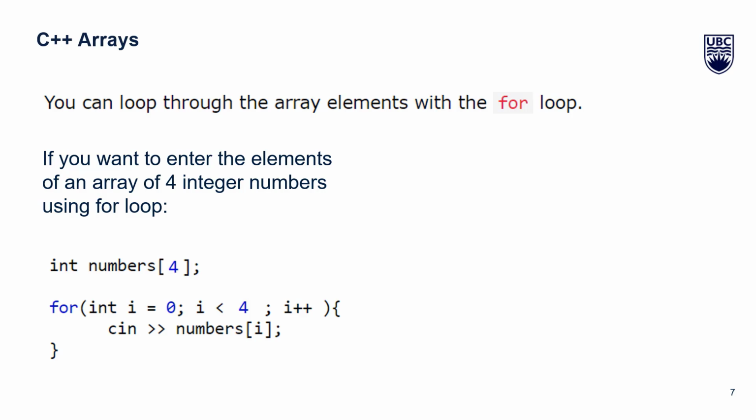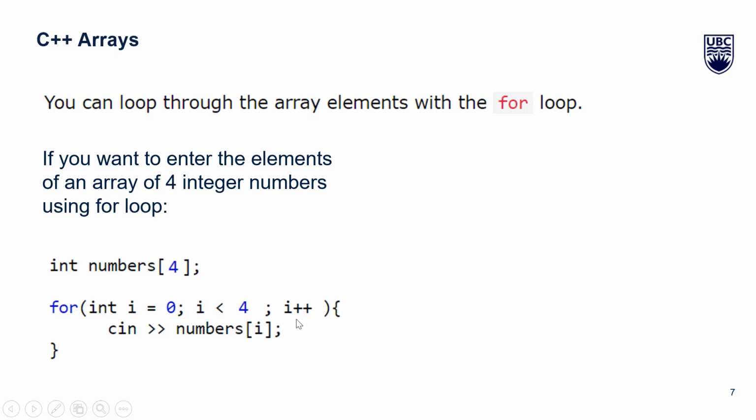This statement will be executed one time before the execution of our code block, and after that we will check our condition in the second statement. If I is less than 4, yes, I is equal to 0, 0 is less than 4, so we will execute this code block. So we will enter the value of numbers of 0, which is the value of the first element of our array, and after that we will execute statement 3.